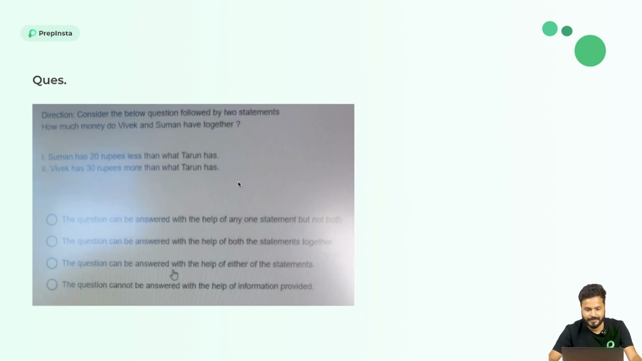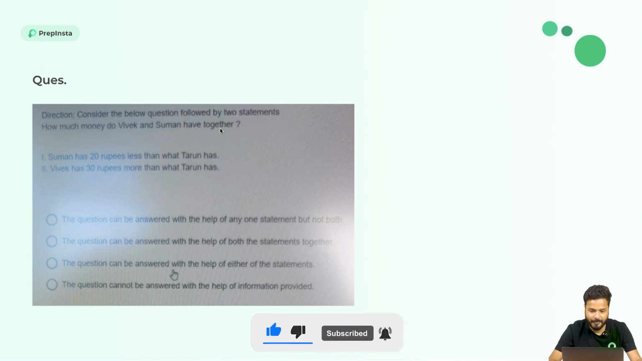Okay, so guys, another question from statements. Data sufficiency? Yes. Another question from data sufficiency. Can you pause this video here and start solving this on your own?